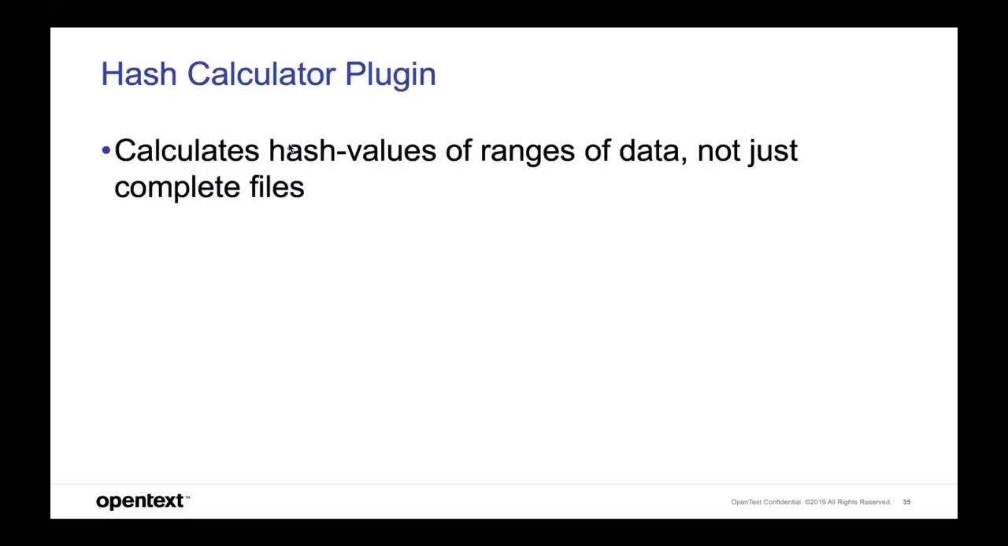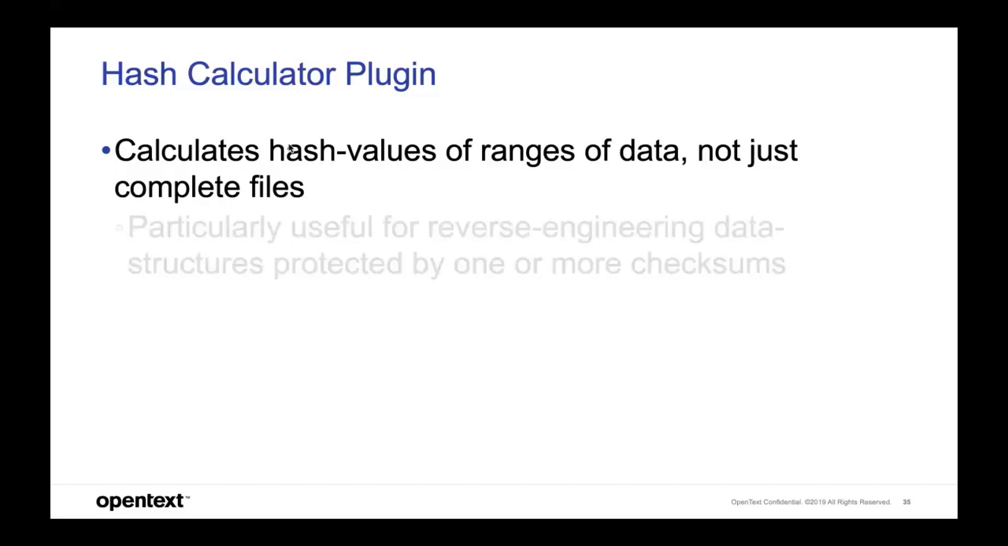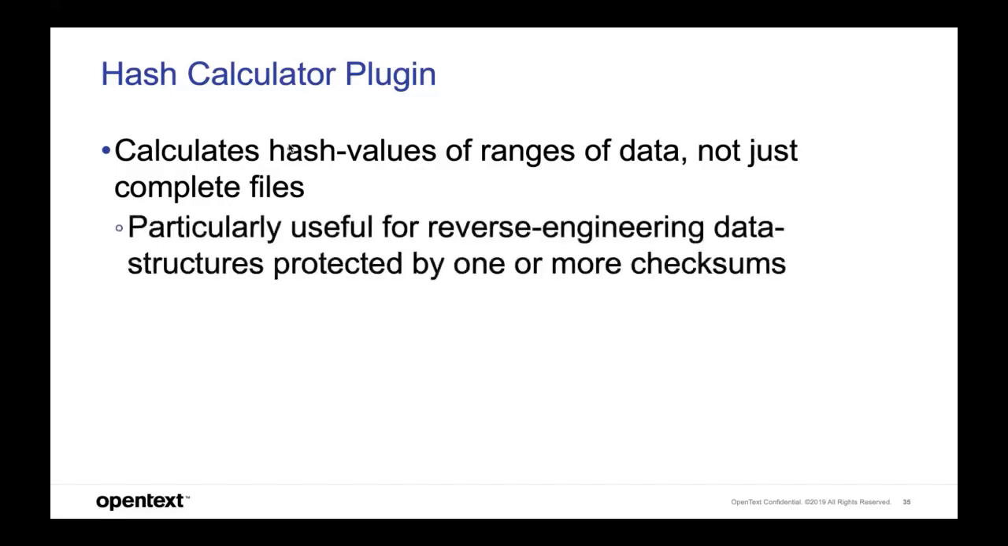EnCase supports SHA-1 and MD5 hash calculation for complete files. Its external viewer feature can also be used to launch third-party applications to calculate hash values of other types. However, neither of these functions supports hashing segments of data from larger files. That's where the Hash Calculator plugin comes in. It's particularly useful when reverse engineering data structures protected by one or more checksums.